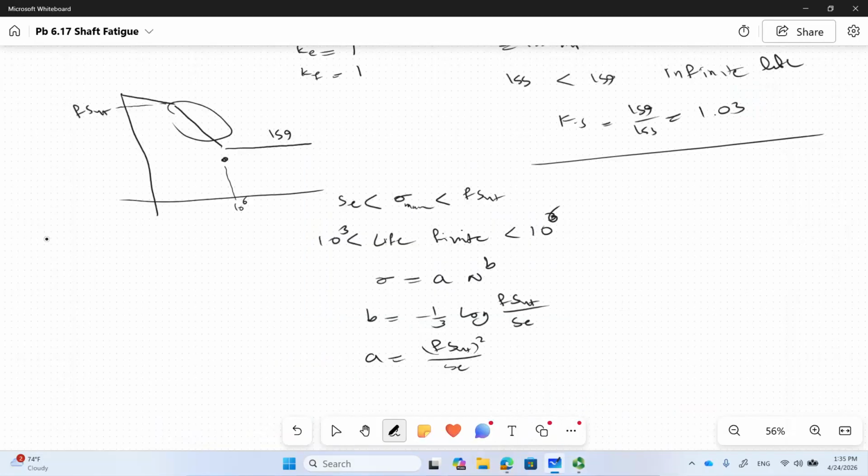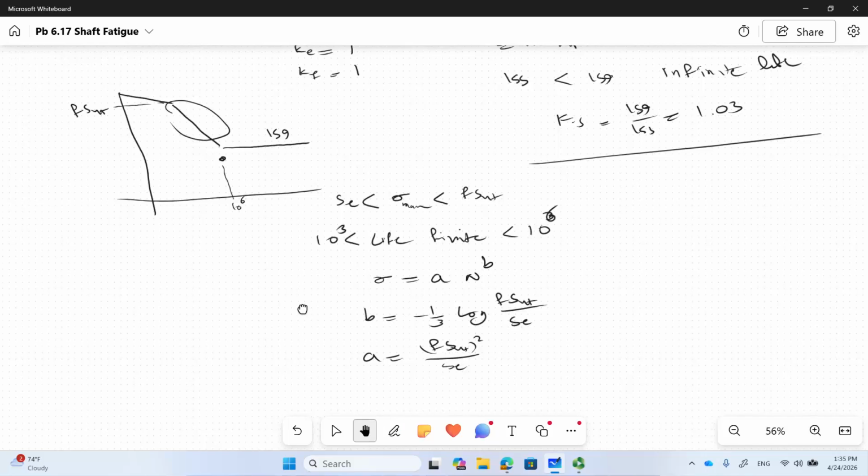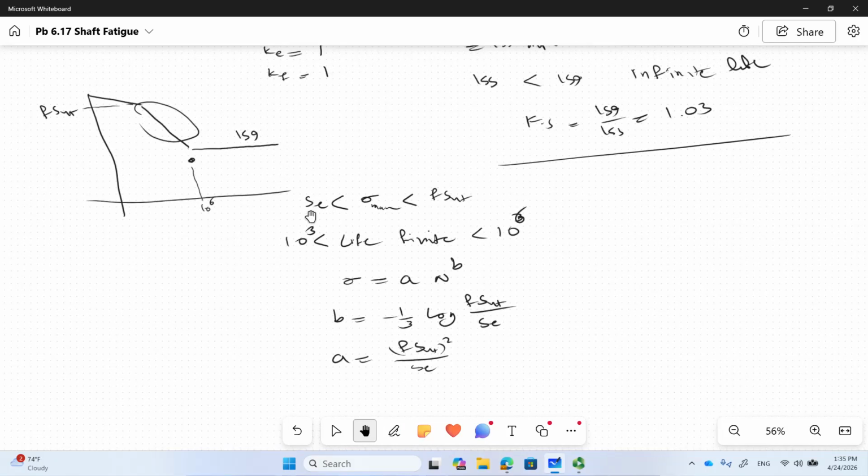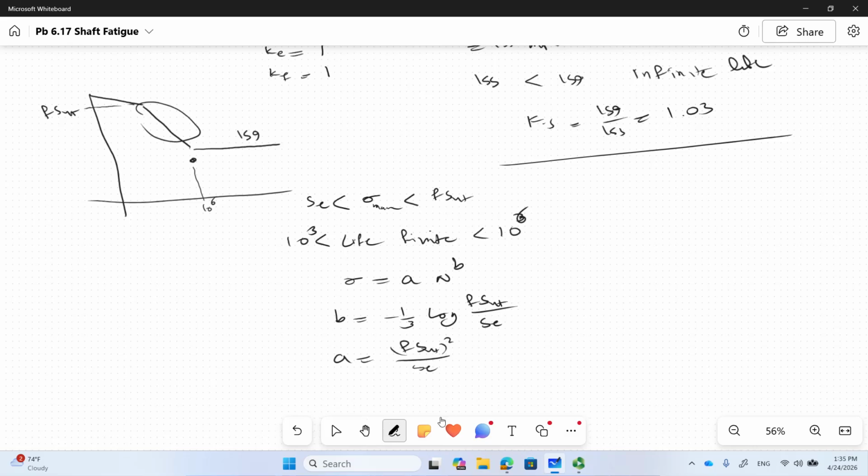So knowing the f, you can calculate the f SUT, and then you have Se. If your sigma max, your stress, falls in that range, then life is going to be between 1,000 and a million. And then you have to calculate that using this formula. We did an example like that in class. So you find a and b, put the sigma here, and you find the life.